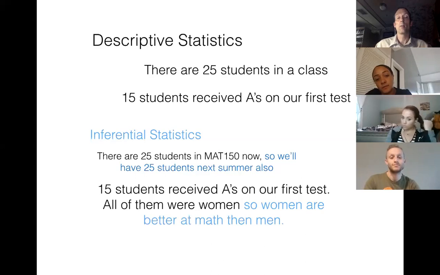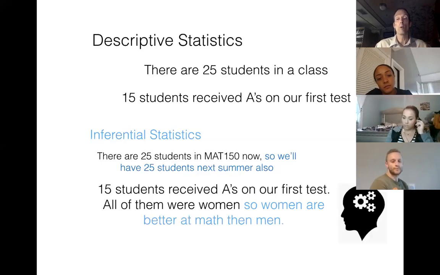How about we look at those A's on the exam, and 15 of them, well, all 15 of them were women. So now we turn around and say, women are better at math than men are. Is that true based on the information we're reading off of? No, that gets us into the gray zone. We really don't know if women are any better at math than men are, and we definitely can't say that based on the information we have. So it would be an inferential statistic.